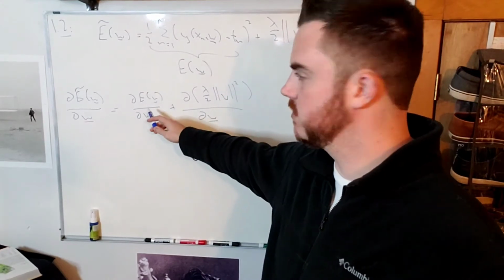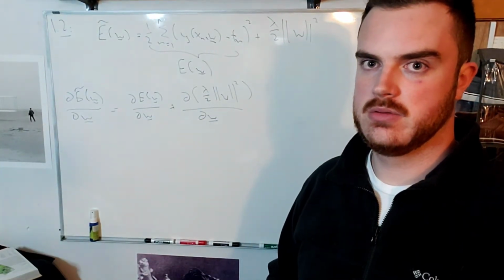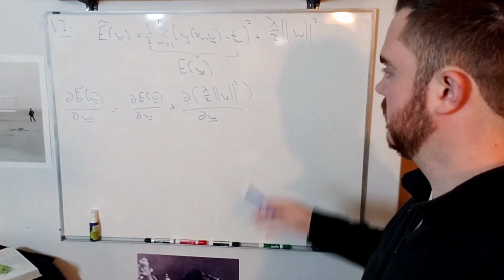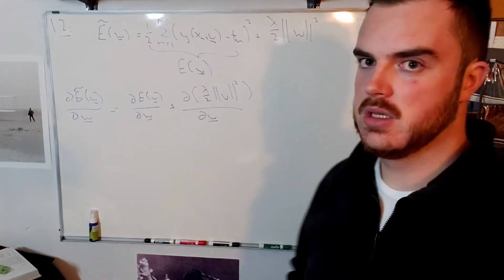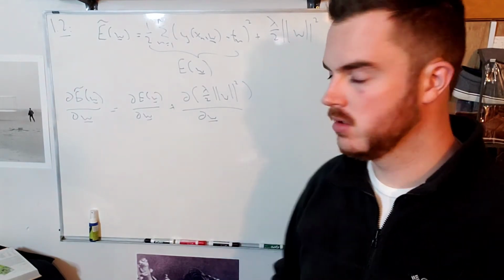Thankfully, we already have this, right? The gradient of E with respect to w from the last problem. And all we need to do is basically find the gradient of the second term, the penalization term, with respect to w.